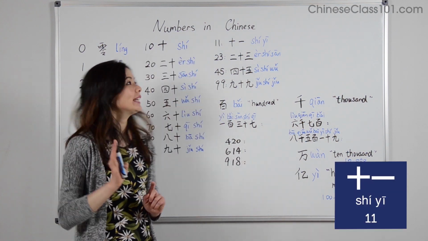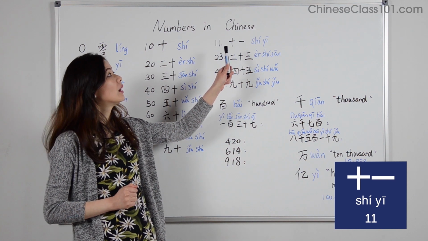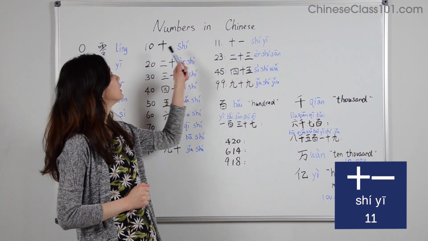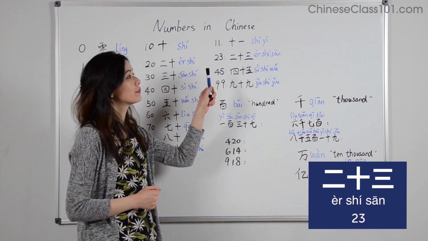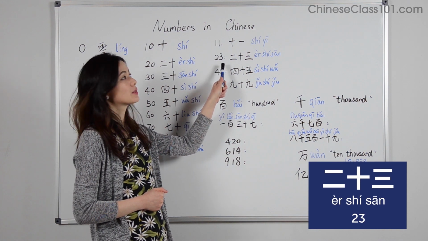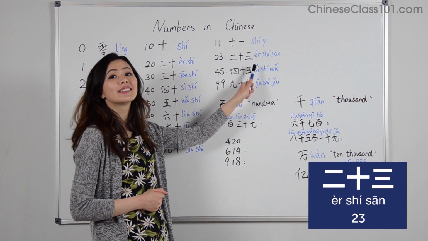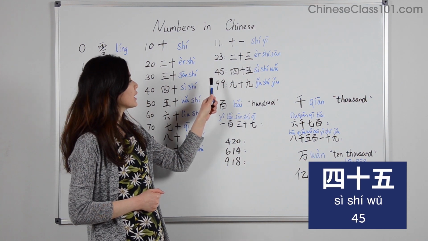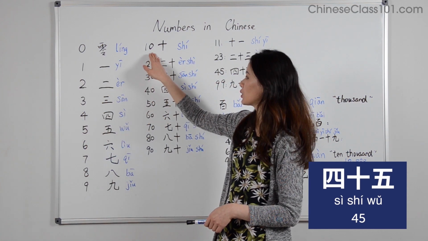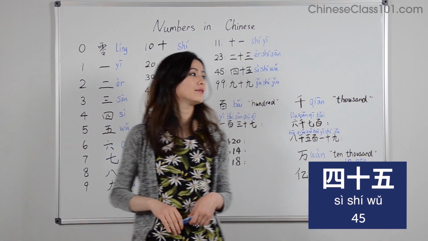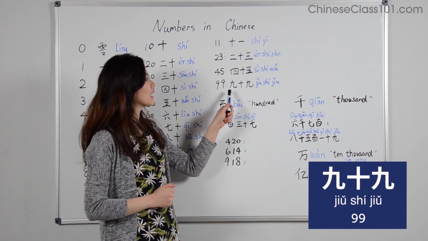For example, 11. 11 is a 10 and a 1, so it is 十一. How about 23? 23 is 20 and 3. 45 is 4 tens and 5. And 99 is 90 plus 9.